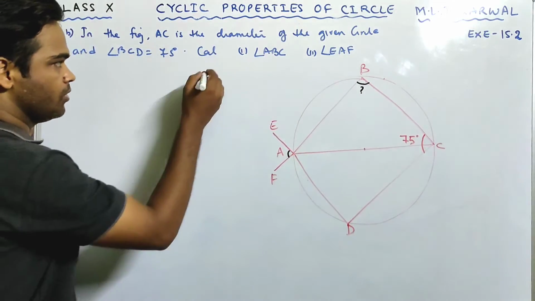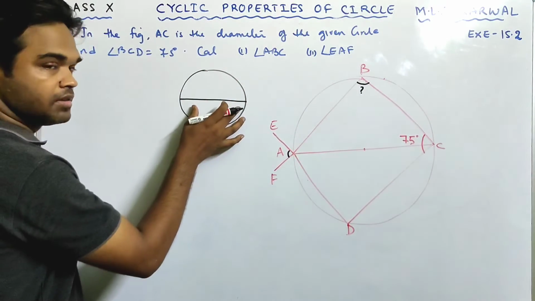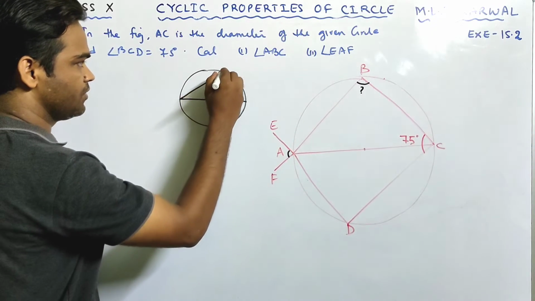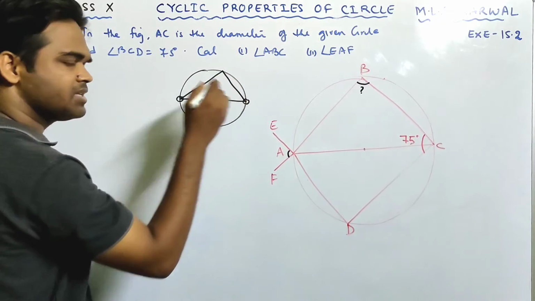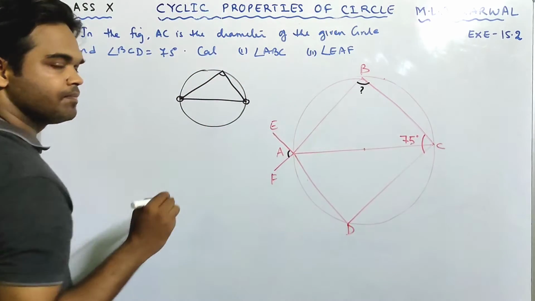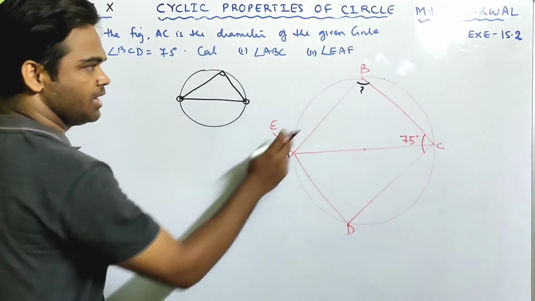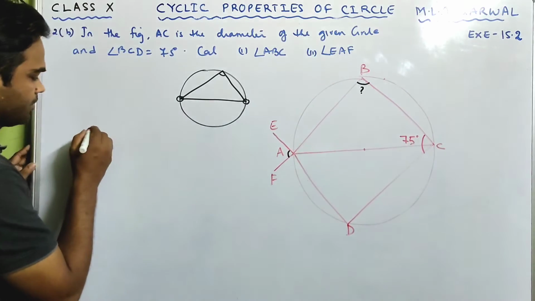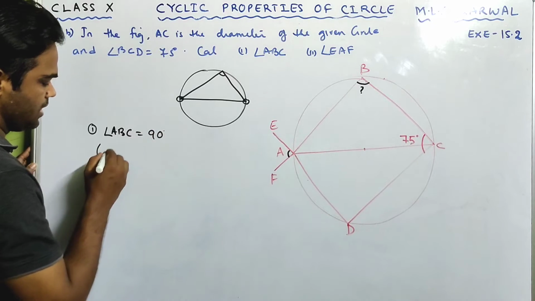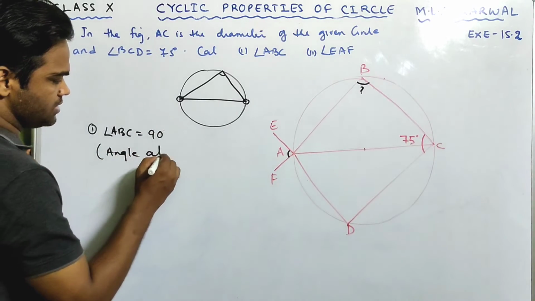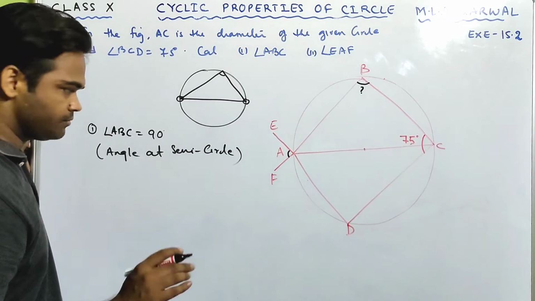Now look carefully. We know if this is a circle and this is the diameter, then the angle at the semicircle, which means if you take these 2 points of the diameter and form an angle anywhere, is 90 degree. Angle properties of circle we have done. So AC is the diameter, so angle ABC will be 90 degree. Very easy. Why? Angle at semicircle. Done. The first part.